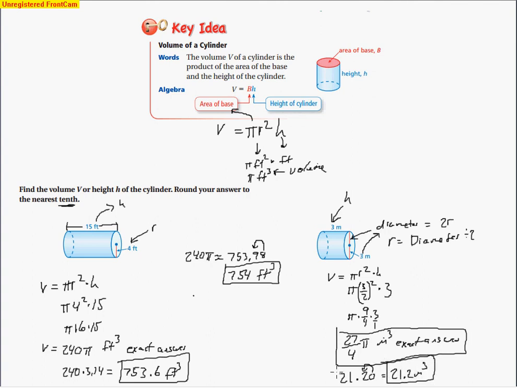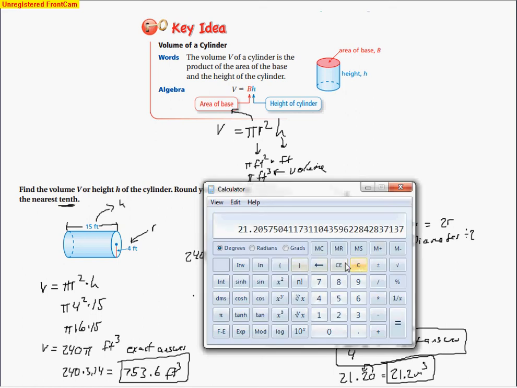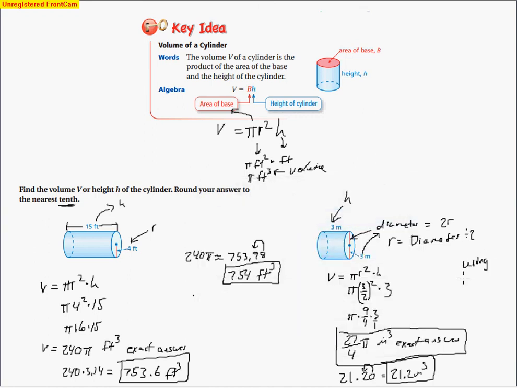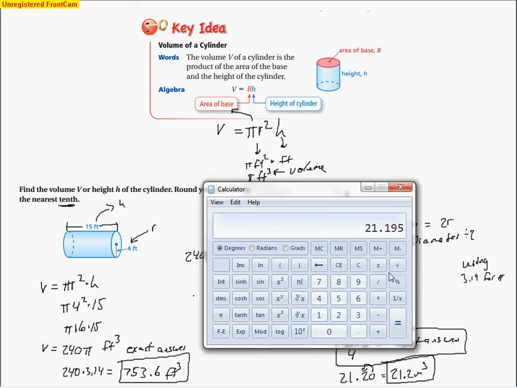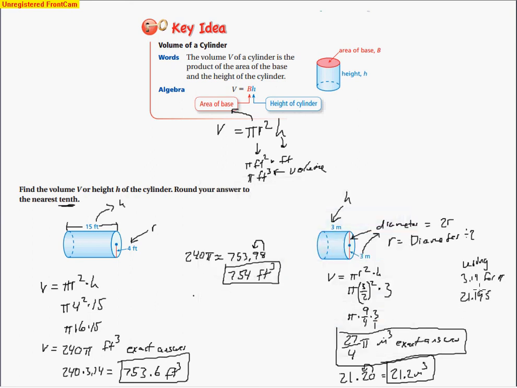Now just using the 3.14 just to see what the difference is here. If I did 3.14 times, and then I'll put in some parentheses here, 27 divided by 4, using 3.14 for pi, it gave me 21 and 195 thousandths, 21.195. So rounding to the nearest tenth, I would round that up, so 21.2. So I get the same exact answer I did using all those values of pi.